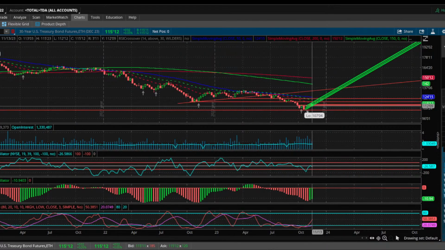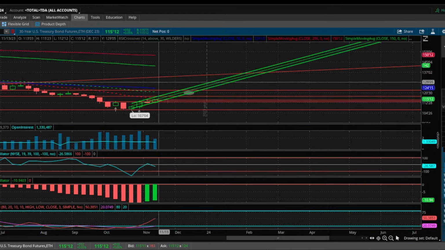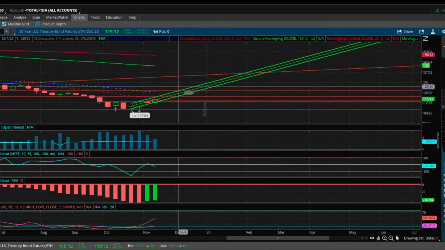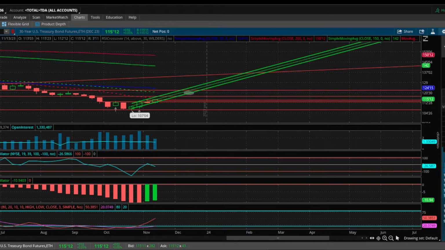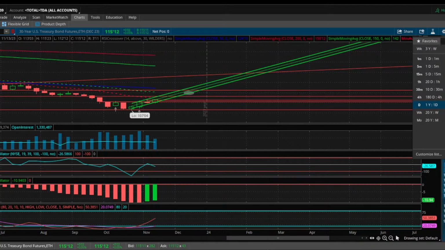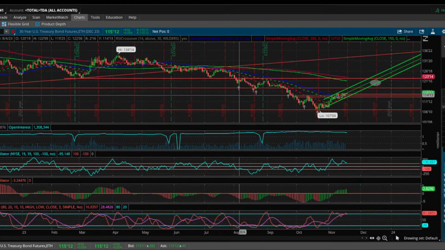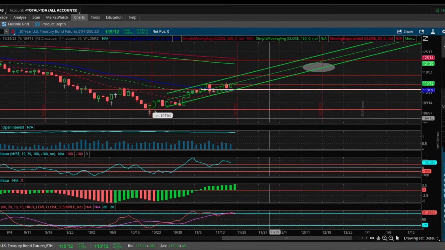So I think we're going to start grinding here. Probably get rejected at the 20, come back a little bit lower, come back to 40 or so, test the 50 or so. But this is my point where I think we're going to go. So we are very close to it. I drew that a while ago. And if I look at the daily candles, it looks like that. On the daily candles, it looks bullish.